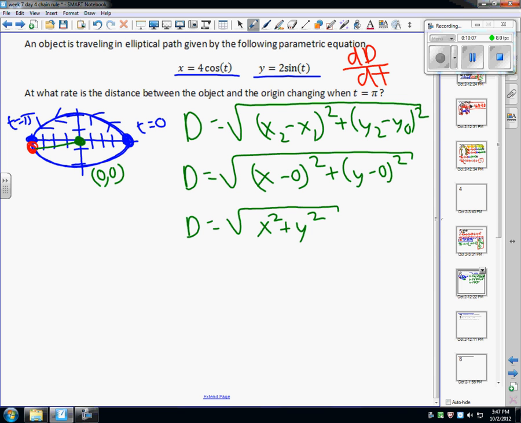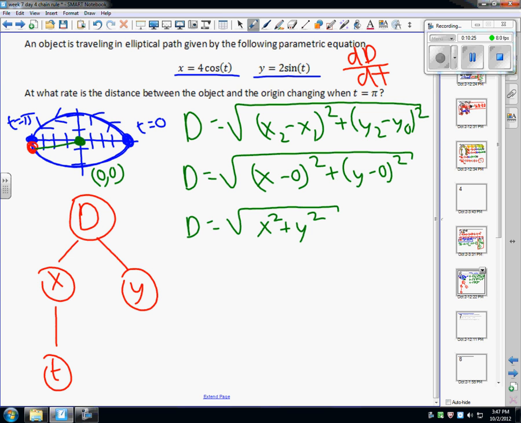To do that, let's set it up again with the chain rule. To do a chain rule, I highly recommend we draw the chain. There's D. D has components of x in it and has components of y in it. x is about t and y is about t. So from here, hopefully we can build the chain rule again.